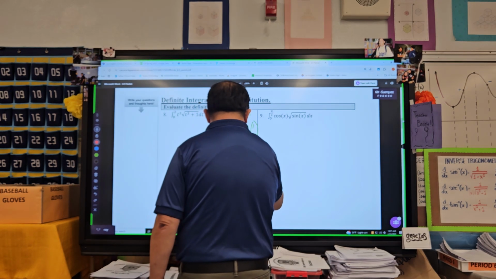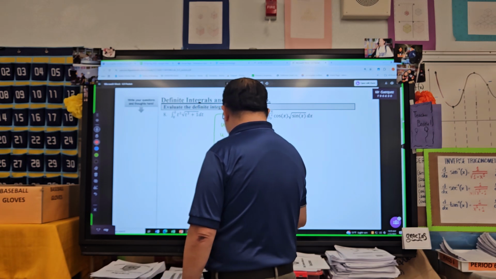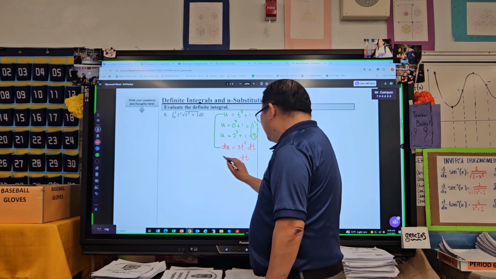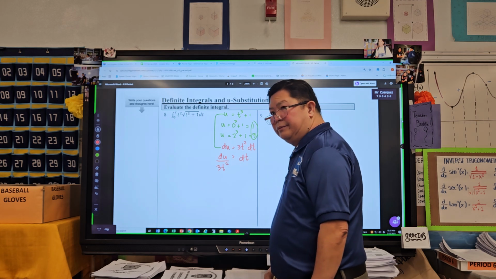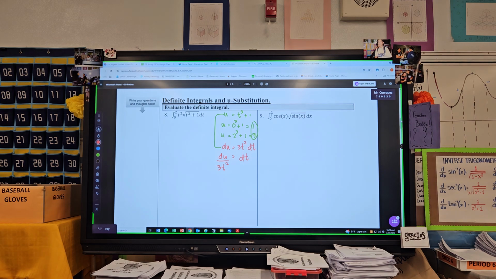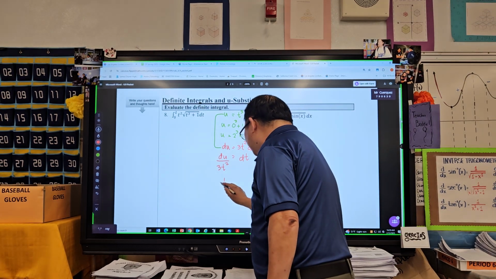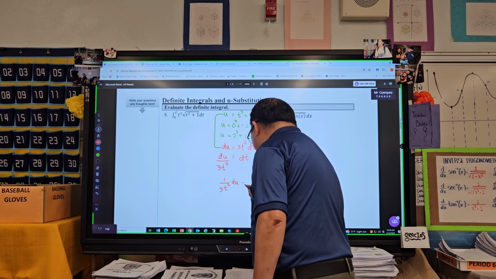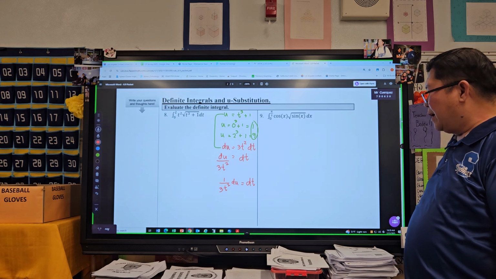So 3t squared and then dt. So what is dt now? dt is equal to du over 3t squared. Okay? You got it again? So how do we write it now? Can we rewrite this first into 1 over 3t squared du is equal to dt? Okay, so what do we do now?